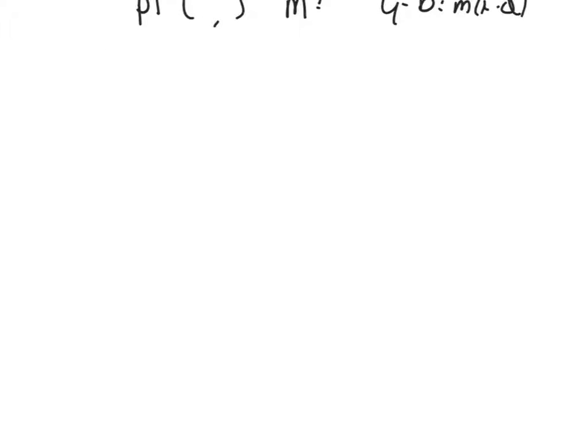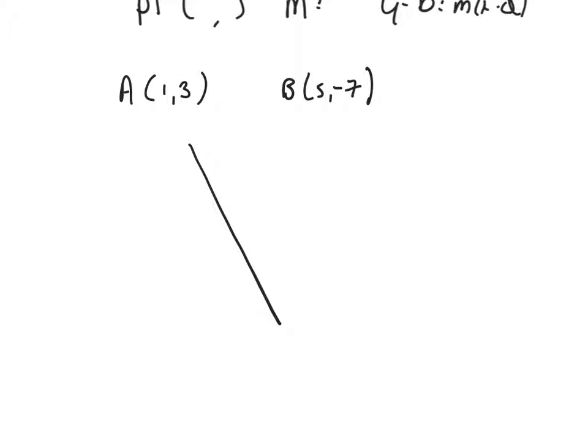Okay, A is the point (1, 3), and B is the point (5, -7). And we're going to find the equation of the perpendicular bisector of AB. So there's a representation of the line AB. Now the perpendicular bisector is going to cut in the middle, and it's also going to cut at a right angle.